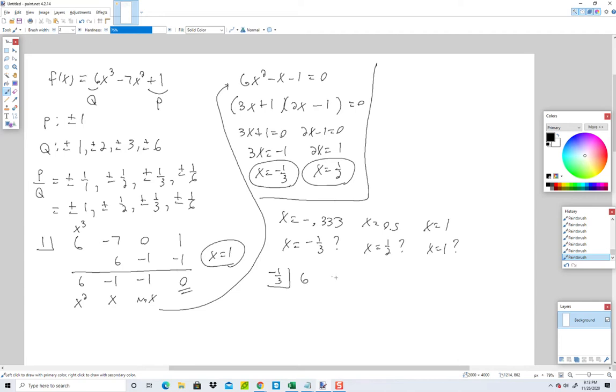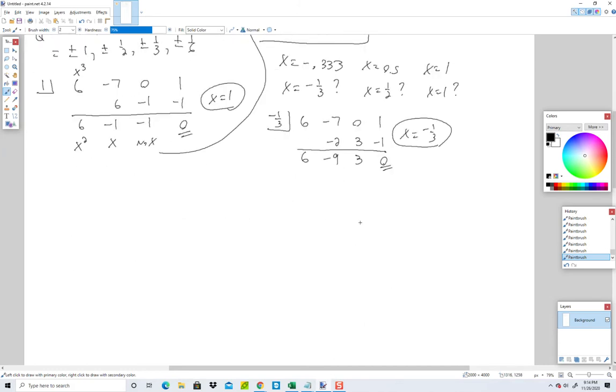So I'll go back to my original polynomial. It's a 0 if your remainder is a 0. So I add 6 plus nothing, 6. Multiply negative 1/3 times 6 is negative 6/3, or negative 2. Negative 7 plus negative 2 is negative 9. Negative 1/3 times negative 9 is a positive 9/3, or 3. Add 0 plus 3 is 3. Negative 1/3 times 3 is negative 1. 1 minus 1 is 0. So yes, indeed, x equals negative 1/3 is one of our answers.